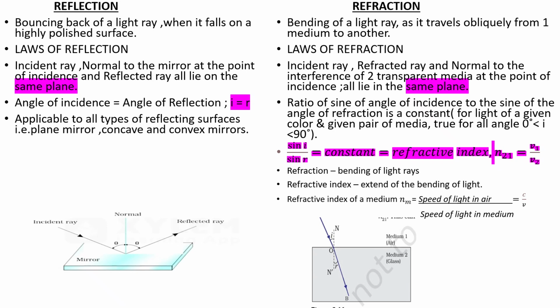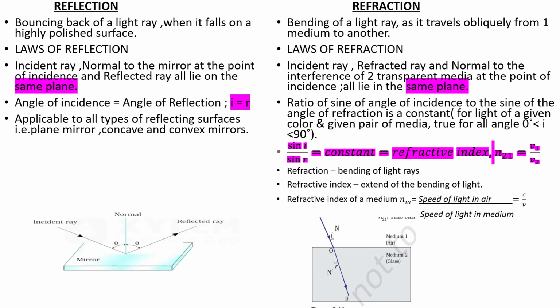The law of reflection says the incident ray, normal to the mirror at the point of incidence, and reflected ray all lie on the same plane, while the law of refraction says the incident ray, refracted ray and normal to the interface of two transparent media at the point of incidence all lie on the same plane. Here you see the first law is quite similar in the case of reflection and refraction.